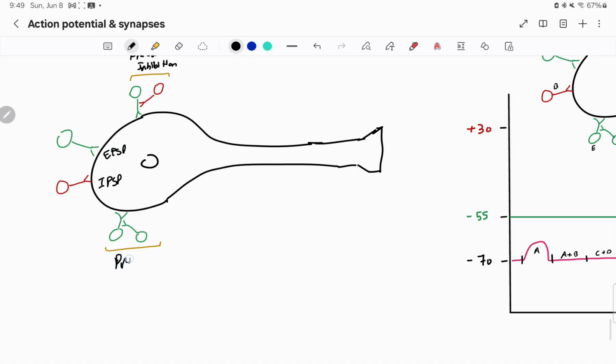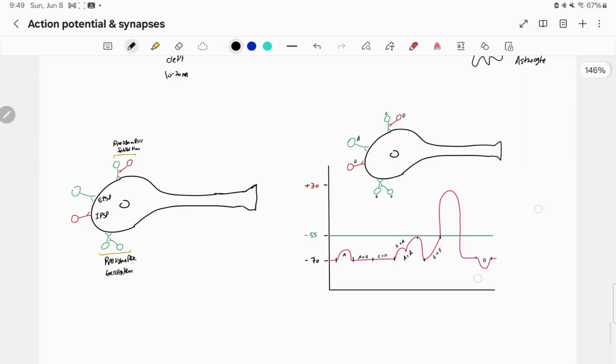This one right here is called presynaptic facilitation, okay? Because it's going to facilitate a bigger EPSP. And you see that here. It's going to try and enhance the stimulus. Let's go through an example.